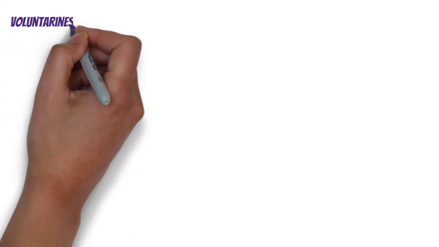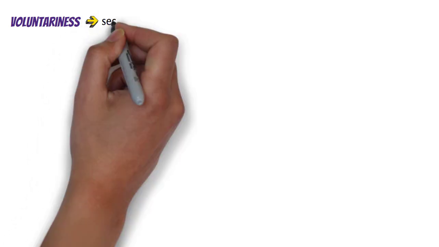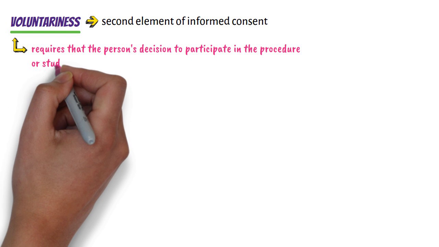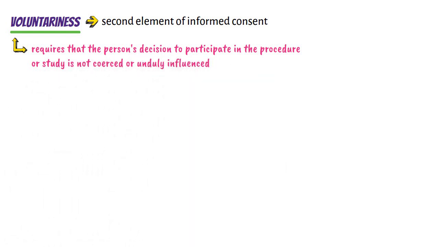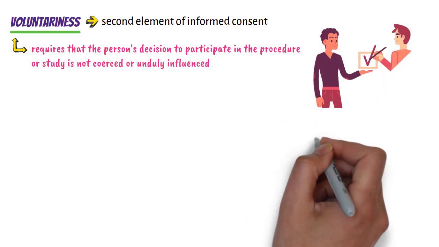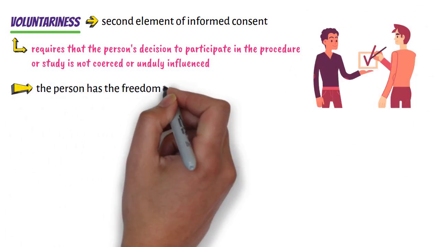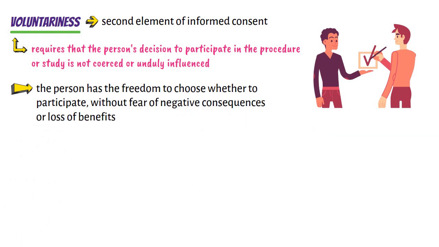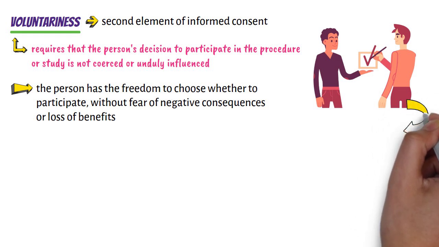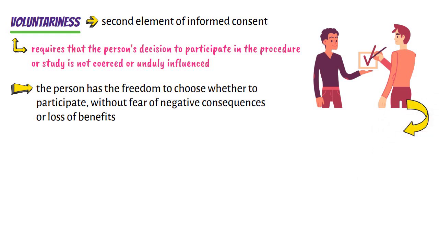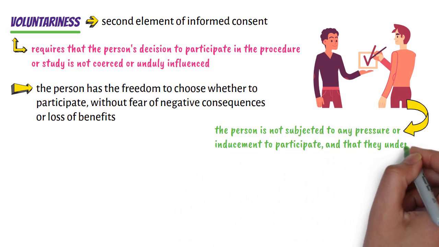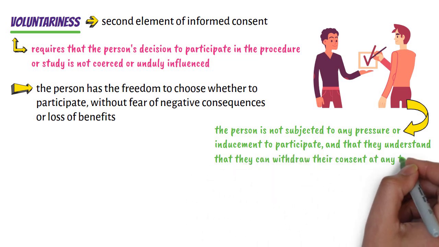Second, voluntariness. The second element of informed consent is voluntariness, which requires that the person's decision to participate in the procedure or study is not coerced or unduly influenced. Voluntariness means that the person has the freedom to choose whether to participate, without fear of negative consequences or loss of benefits. The healthcare provider or researcher must ensure that the person is not subjected to any pressure or inducement to participate, and that they understand that they can withdraw their consent at any time.